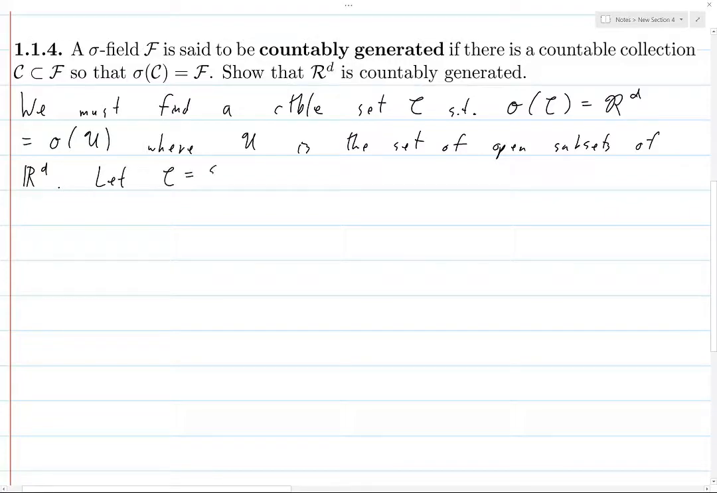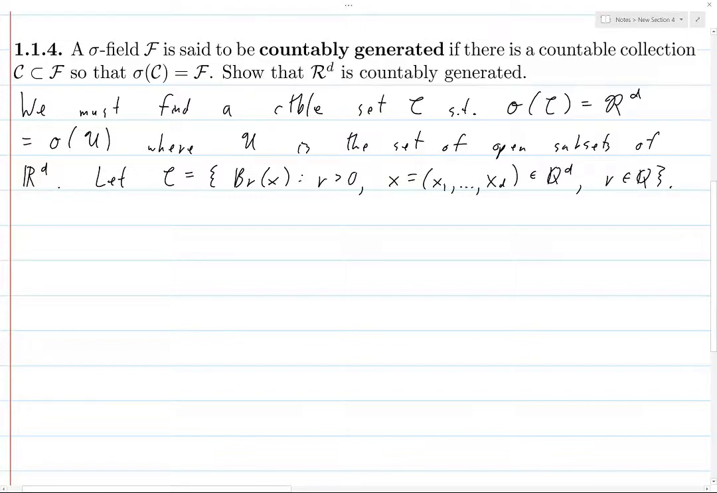Let C be the collection of all balls of radius r around x, where r is greater than 0, and x, of course, is (x1 through xd), because it's an element of R^d. However, x is an element of Q^d, and r is also an element of Q. So basically, the radius is a rational number, and all coordinates of x are rational numbers.